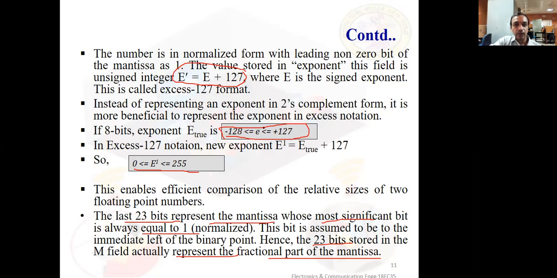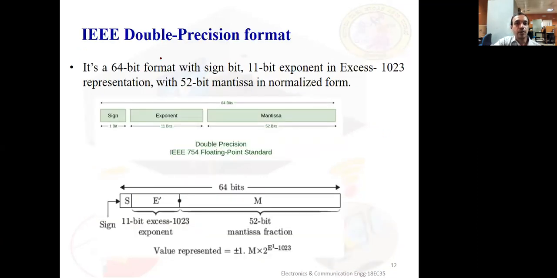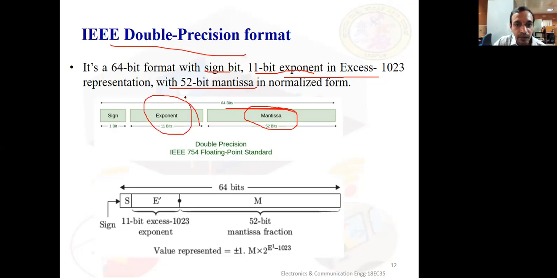Now we'll come to the double precision format, and we'll look into an example later once we finish this. It's a 64-bit format with a sign bit, an 11-bit exponent in excess 1023 format, and a 52-bit mantissa. Look, this is a very standard question: explain IEEE single precision and double precision formats with examples. You need to write it properly in the same way. This is the exponent, which is 11 bits, this is the sign, which is 1 bit, and this is the mantissa, which is 52 bits. This is the double precision format.